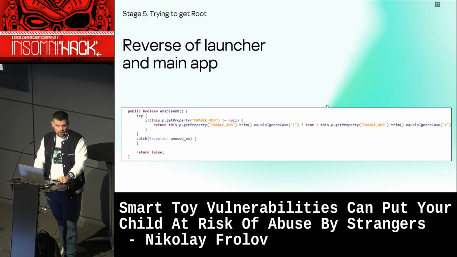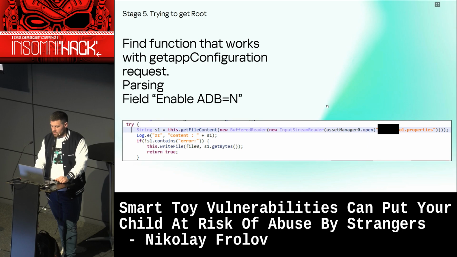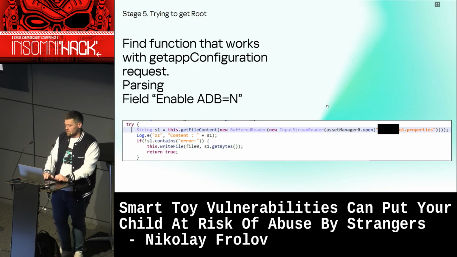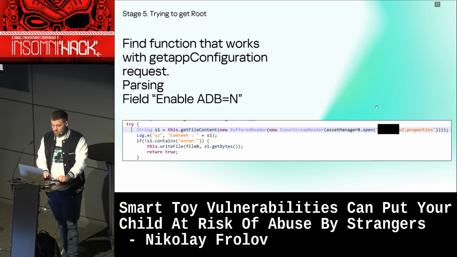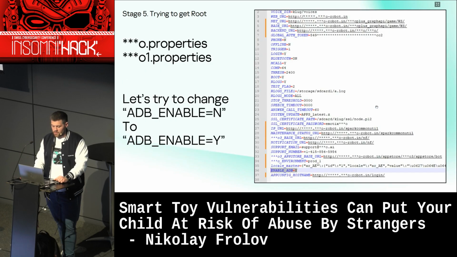We need to understand where this property was, and that's not a very difficult thing. In this function, but a little bit earlier, we found that it works with the Miko1 properties file. By default, that field was enableadb no, but we tried to change this file and change this setting. So that's how this file looks.